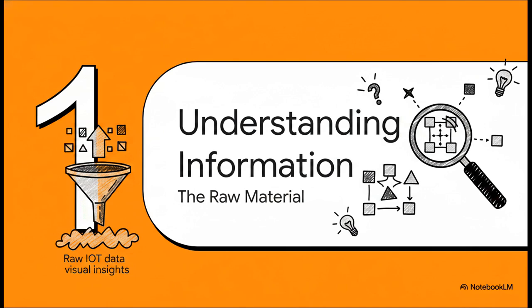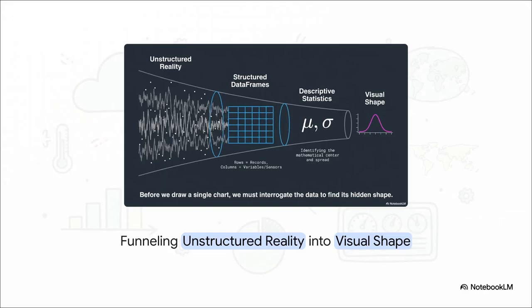Because honestly, before we even think about drawing a single chart, we have to interrogate the raw material. Think of your IoT sensors as capturing this incredibly messy, unstructured reality. The text points out that our first job is to funnel that absolute chaos into structured data frames. Basically, picture a massive spreadsheet where your rows are individual time records and the columns are your specific sensors. But we don't just stop there. Next, we use descriptive statistics, specifically hunting for the mathematical center and the spread, which are represented by the Greek letters mu and sigma. You see, only after we find the mathematical shape can we actually render the visual shape.